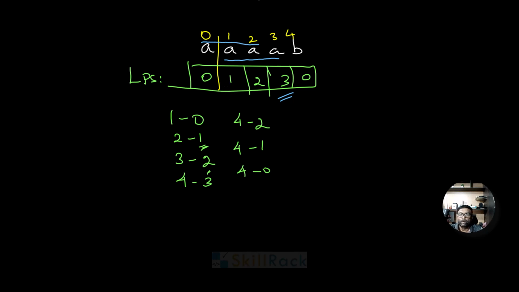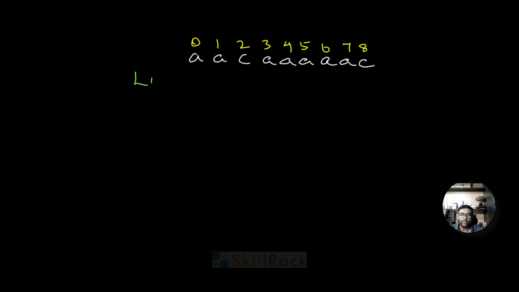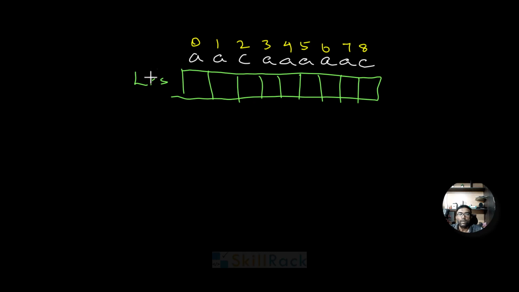Now let me give you one more example. We will have this string value, ending with C. Now let us write down the index values 0, 1, 2, 3, 4, 5, 6, 7, 8. Now we will have the LPS array over here. Initially you populate 0 here.